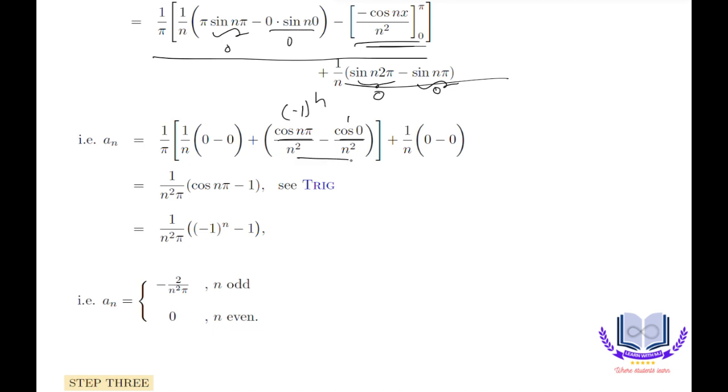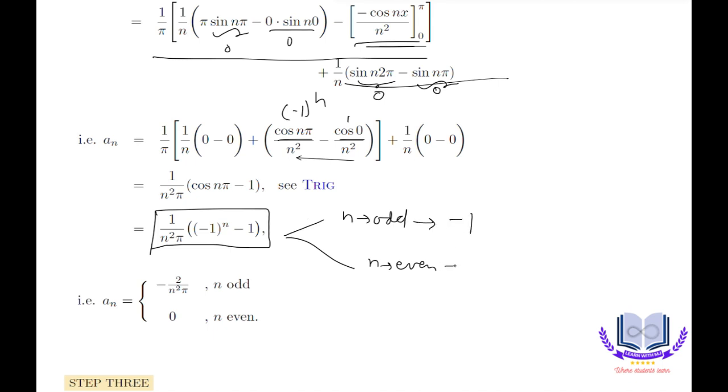As final, after taking the n square as common, we will get the equation as minus 1 by n square pi times minus 1 power n minus 2. Now what we have to do is just one thing. We have to take n as odd and n as even. So I told you for the minus 1 power n, whenever n is odd, you have to replace the value by minus 1, and when n is even, you have to use 1. Okay. So when we put n as odd, then it is minus 1 and minus 1, which will combine to make minus 2. So for n odd, an value is minus 2 by n square pi.